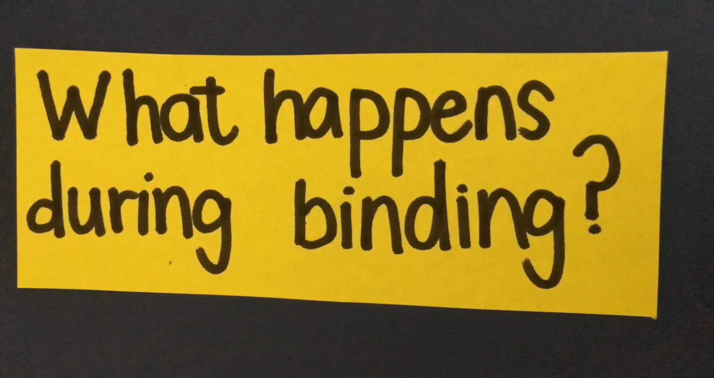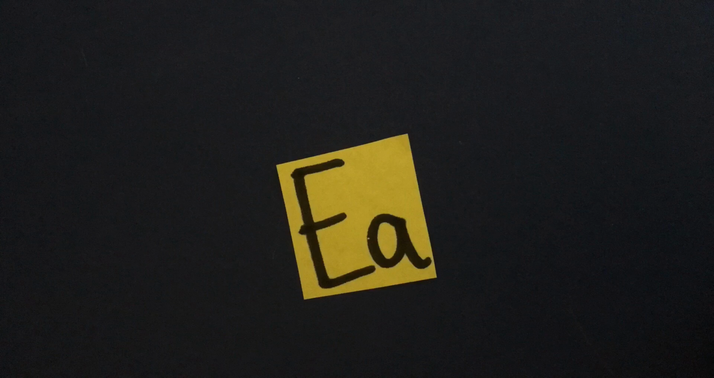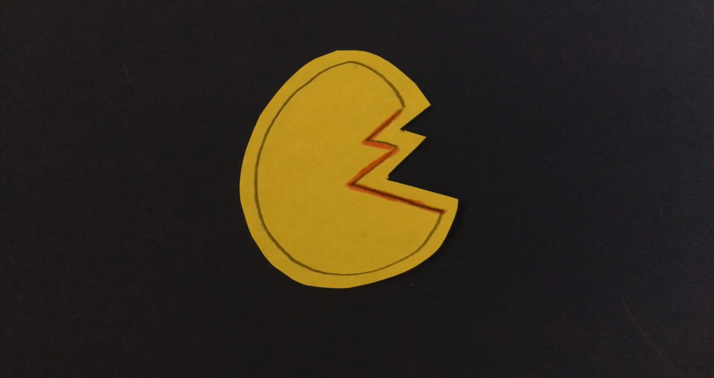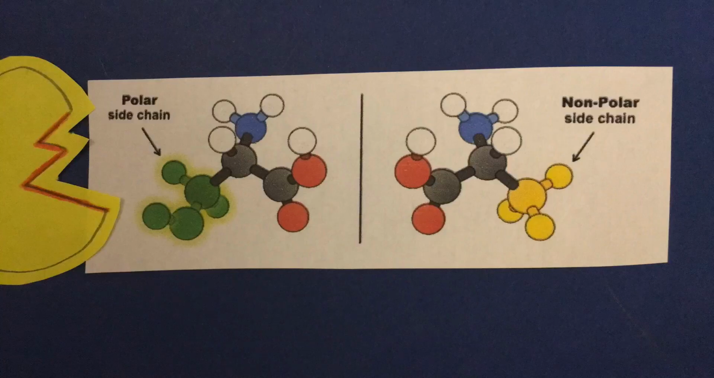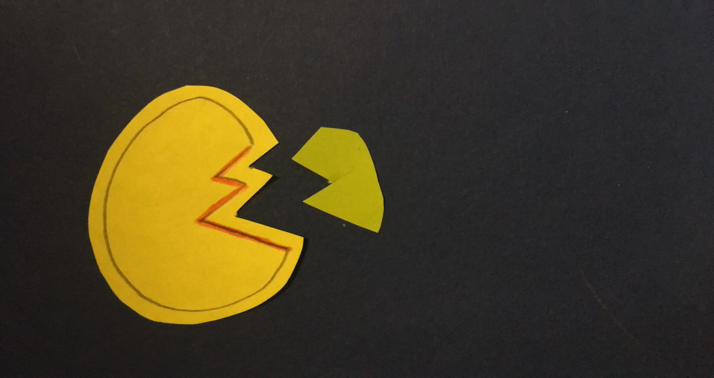But what really happens during binding? The enzyme-substrate complex lowers the activation energy of the reaction and speeds it up. The active site depends on the location and distribution of polar and nonpolar amino acids, as hydrophobic and hydrophilic interactions can play a role in the substrate binding to the active site.